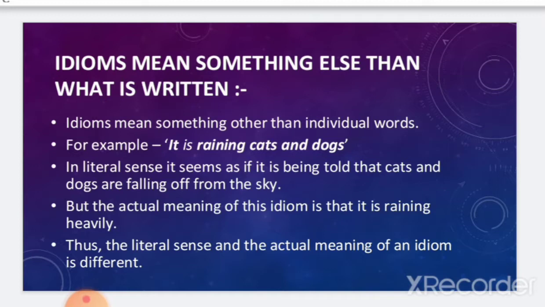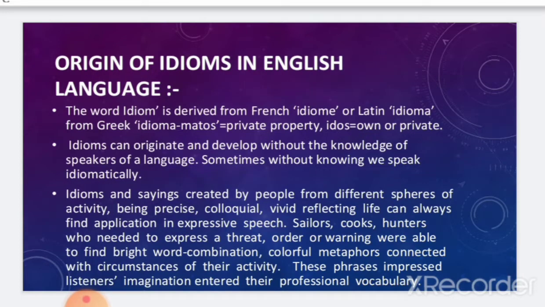For example, "it is raining cats and dogs." This is an example of an idiom. In the literal sense, it seems as if it is being told that cats and dogs are falling from the sky. But the actual meaning of this idiom is that it is raining heavily. Thus, the literal sense and the actual meaning of an idiom are different.